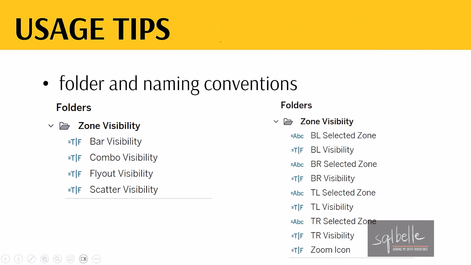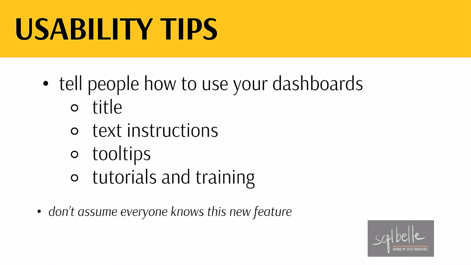Now some minor usage tips. I found it really helpful for me when I kept a consistent naming convention. For example, if all of the calculated fields are called visibility, I've also found using folders quite helpful as well, because there will be times you're going to be creating a lot of parameters or you might be creating a lot of calculated fields. Putting them all in the same place definitely helps clean up the clutter in your sidebar. And one more tip for usability, I would recommend telling people how to use the dashboards.